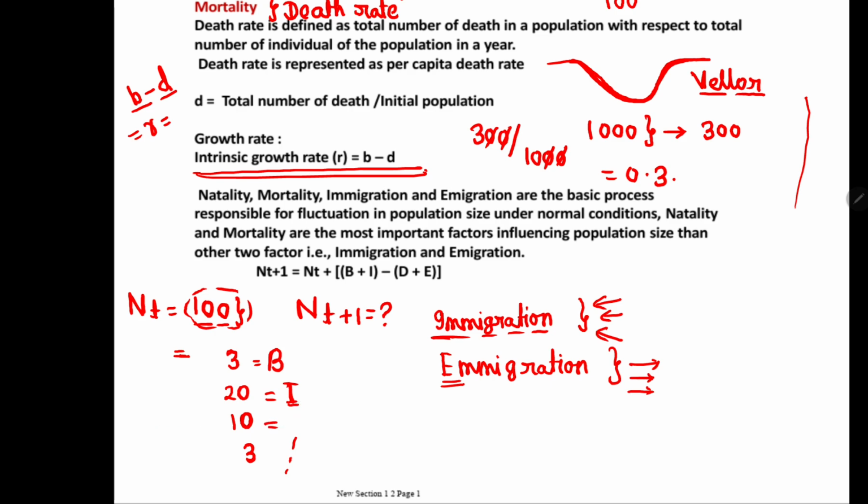Okay, 10 people died, D for death, and 3 people exited from that population, right? So what will be the population after 1 year?